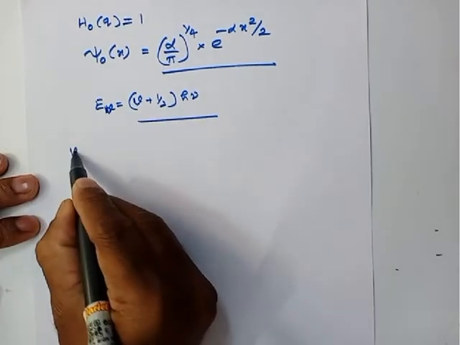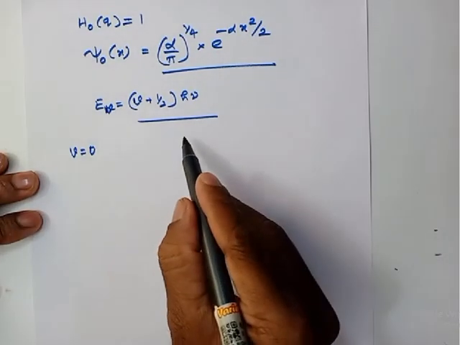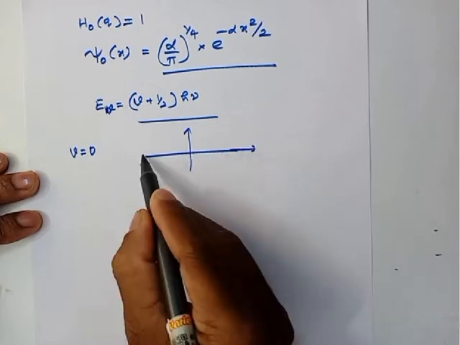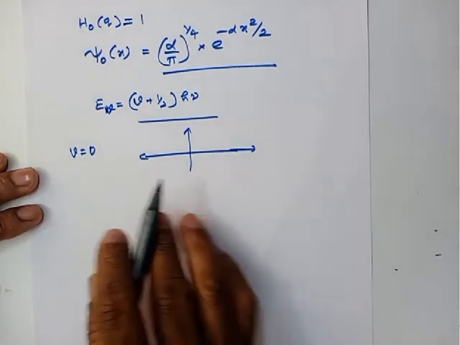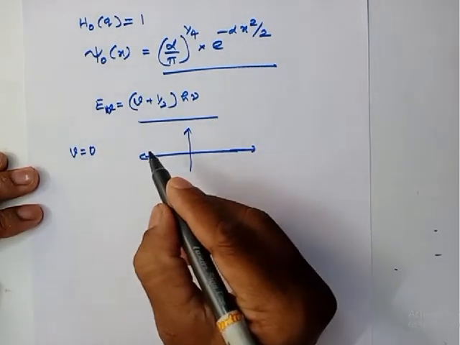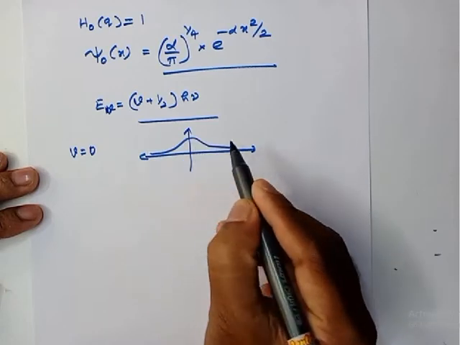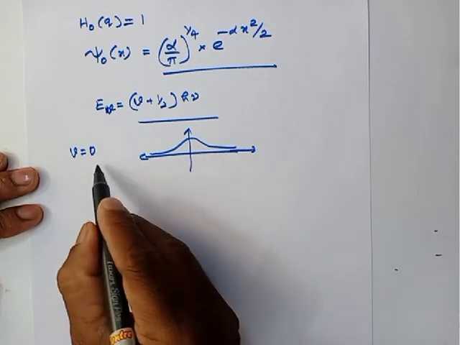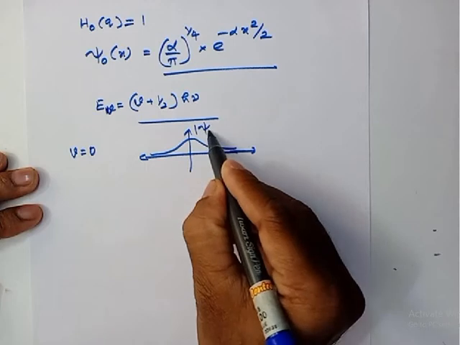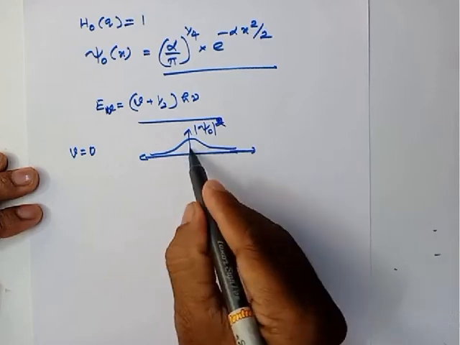See, when v equal to 0, that means the ground state. For the ground state, if you plot the one-dimensional simple harmonic oscillator wave function, or the probability of the wave function, the probability curve will look like this. You will get one peak if v equal to 0. This is the probability psi 0 of x square. If you plot psi 0 of x square, you will get one peak.